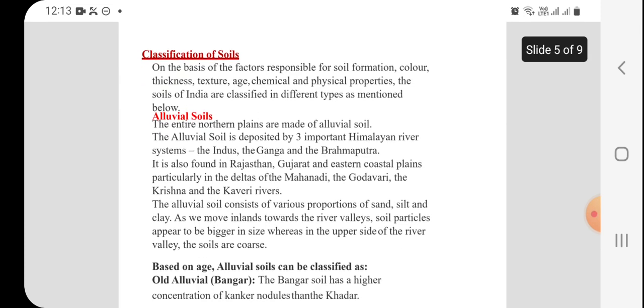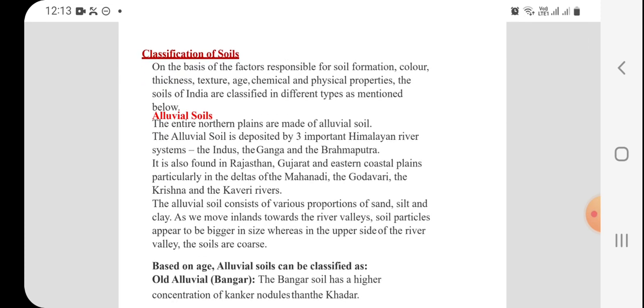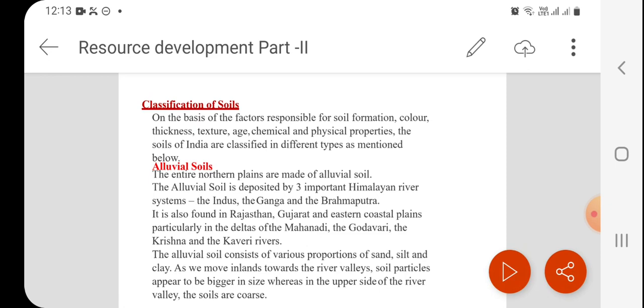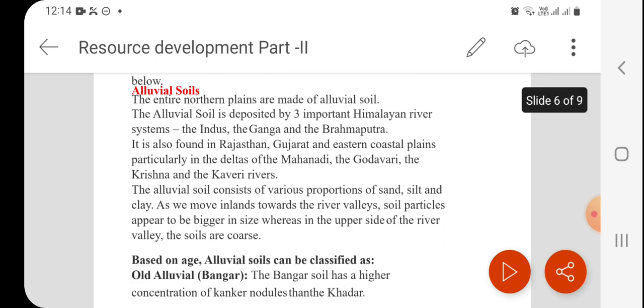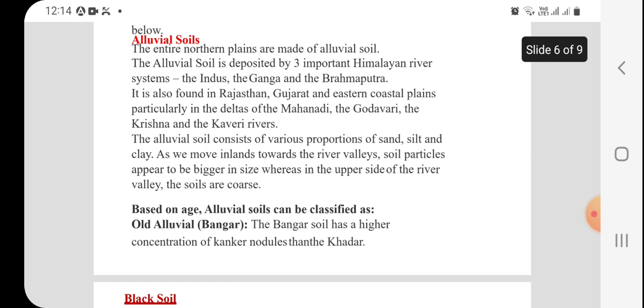Okay, classification of soil. On the basis of factors responsible for soil formation, color, thickness, texture, age, and chemical and physical properties, we can classify soil into 7 major classes. One is alluvial soil. Alluvial soils are formed by rivers. A river can do 3 types of work: erosion, transportation and deposition.